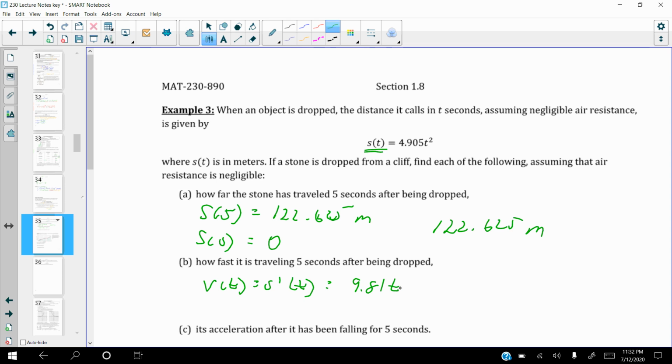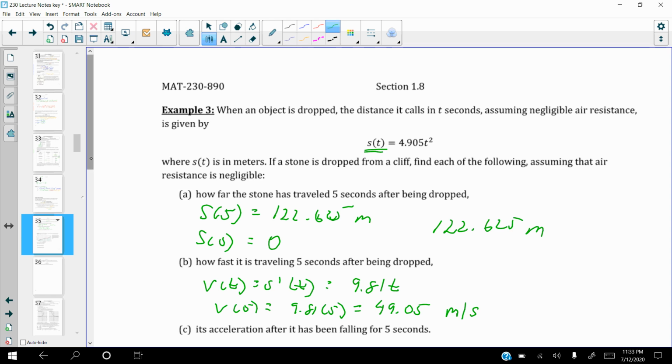But we want to know what this is at 5 seconds. So the velocity at 5 seconds is 9.81 times 5, which is 49.05. Velocity is how something is changing over time. So we're talking about meters over, are we in seconds? Yeah, we're in seconds, so meters per second. Velocity is in meters per second.